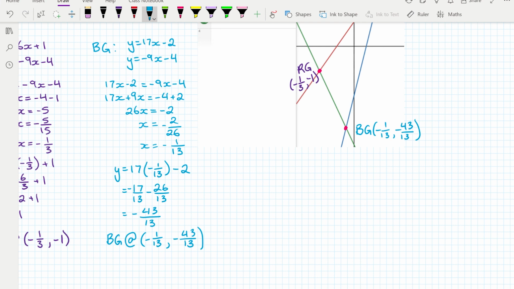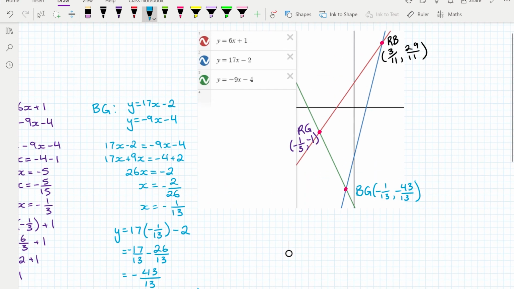So now what we're doing is finding the distance between each of these 3 points that we've got here. So the distance between 3/11, 29/11, and negative 1 over 13, negative 43 over 13, and negative 1 over 3 and negative 1. We're going to find each of these three distances and then add them together to get the perimeter of this triangle.